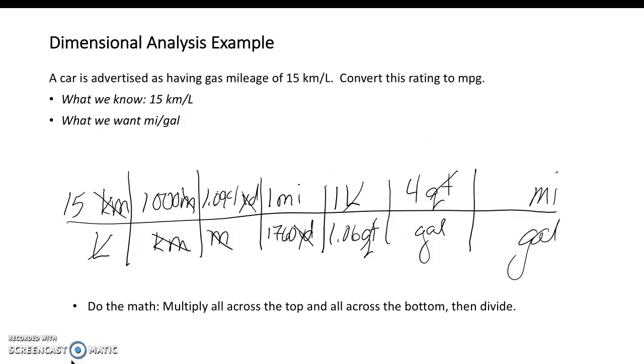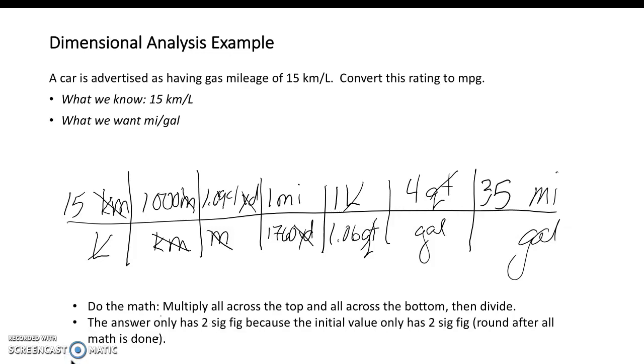And I do the math by multiplying everything across the top, and then I multiply everything across the bottom, and I just divide the two. It's easiest to do it that way versus doing each fraction. So I end up with 35 miles to a gallon, so it is pretty darn good gas mileage.